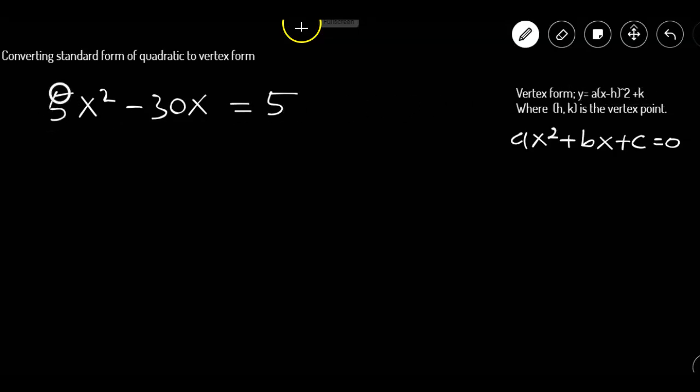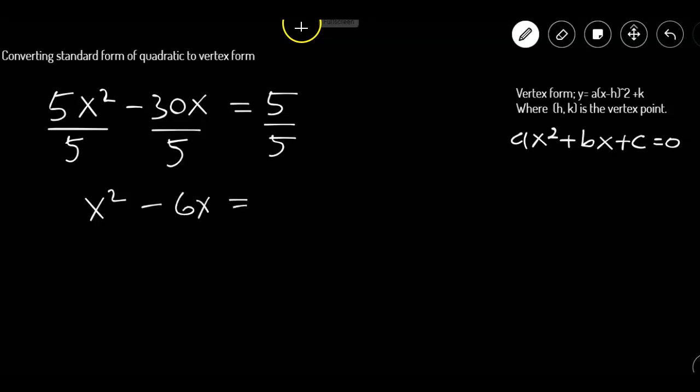We need to make a equal to 1, but here there is 5, so we have to divide across the board by 5. We do the same thing here, and likewise here. Negative 30 divided by 5 gives us negative 6x, and 5 divided by 5 is 1.